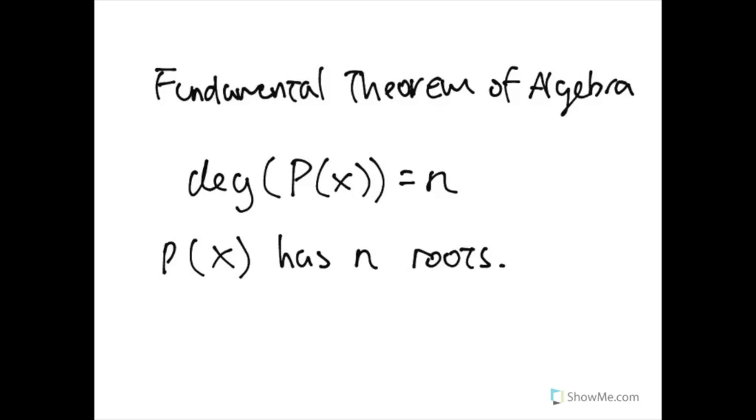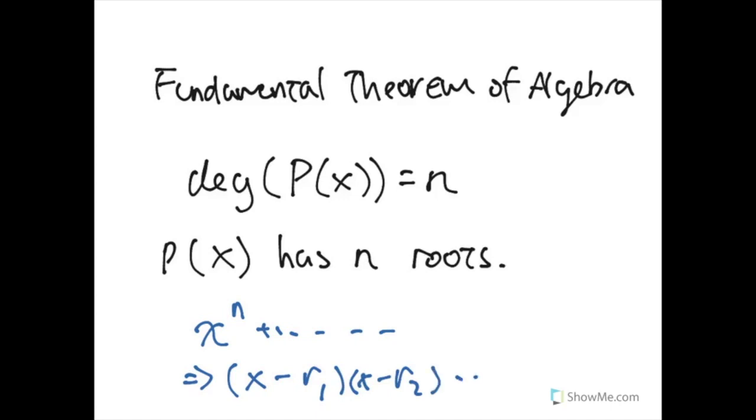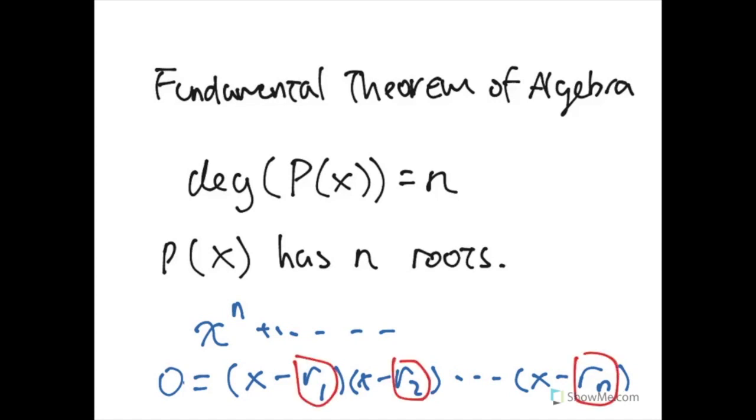So what the fundamental theorem of algebra is saying is that if you have a polynomial with x to the n plus some lesser degrees, then this thing is going to factor into x minus r1, x minus r2, and so on, x minus rn. So there are n roots, and you write it out like this, because if we set it equal to 0, you'll see that r1, r2, all the way to rn are the roots of this polynomial.